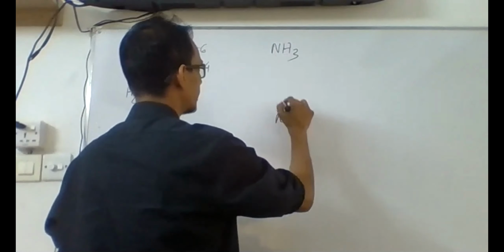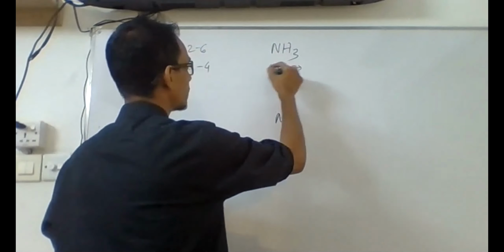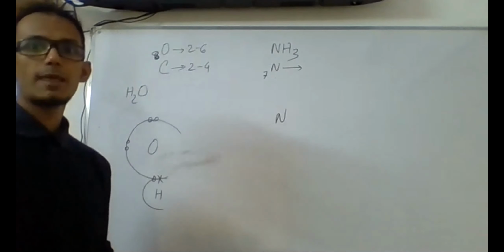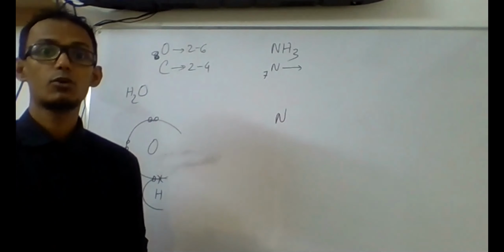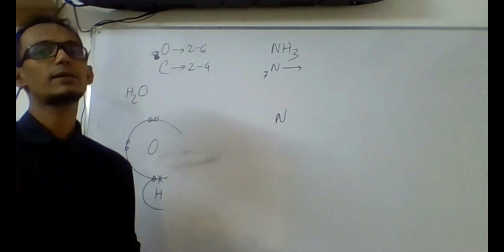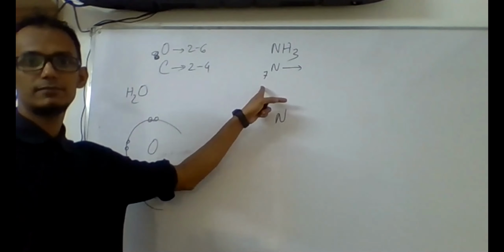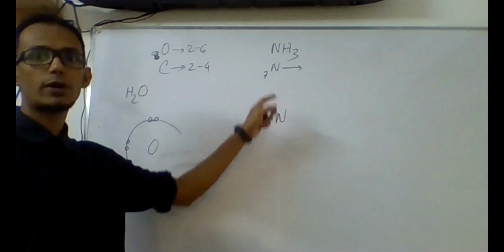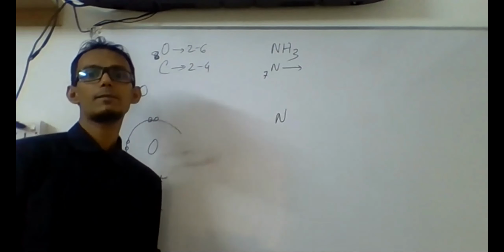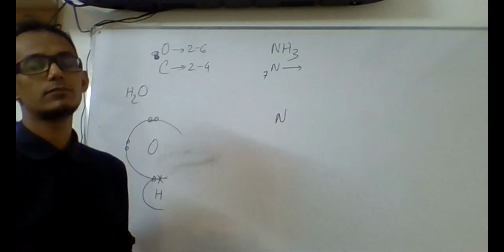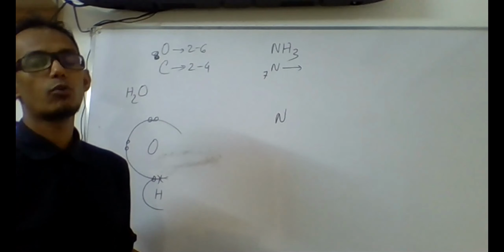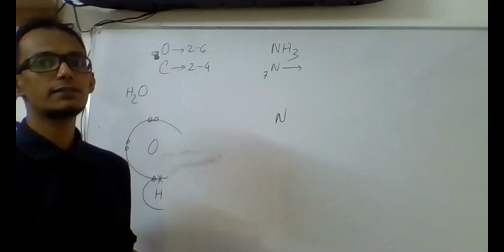Now nitrogen. What is the electronic configuration of nitrogen that we need to find? So how will we know the electronic configuration of nitrogen? From the periodic table. What is the atomic number of nitrogen? In the periodic table, you will see it is 7. Right? So what will be the electronic configuration, Sami, of nitrogen? 7 is 14.